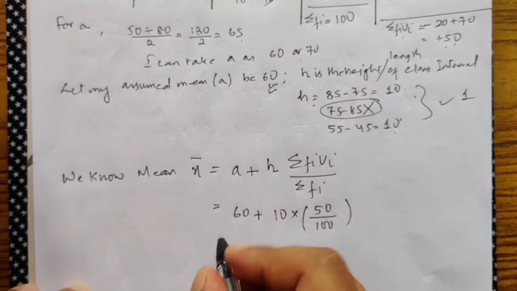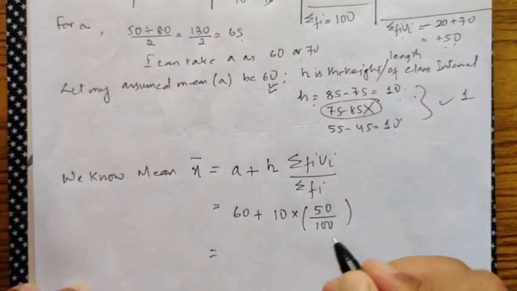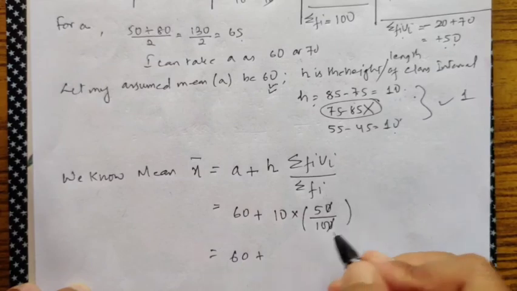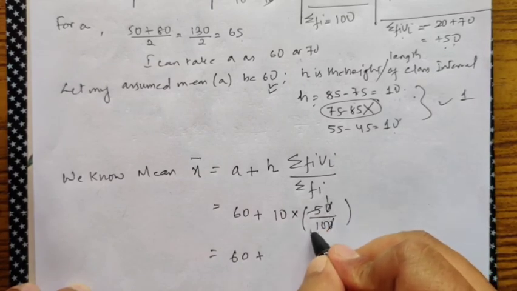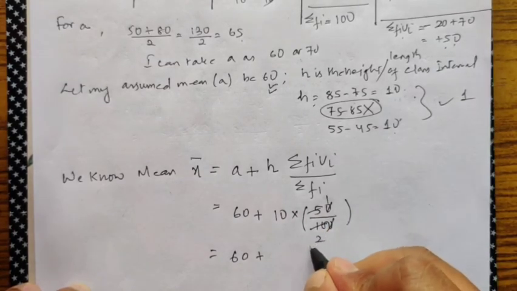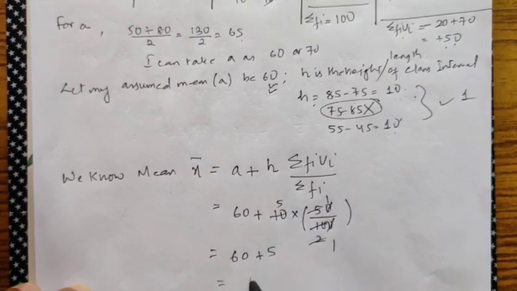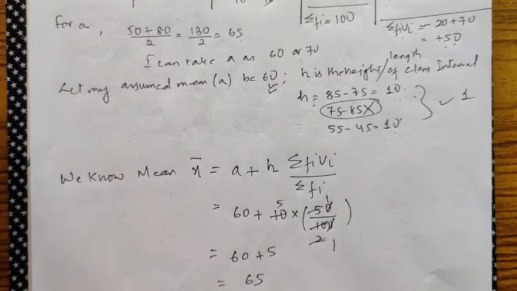If there's a minus sign, plus into minus will be minus. Remember that. 60 plus, this one gets cancelled. 5 into 1, 5. 5 into 2 times is 10. 2 into 1 times is 2. 2 into 5 times is 5. 60 plus 5, 65. So you can see, using all the three methods, I get the same answer.